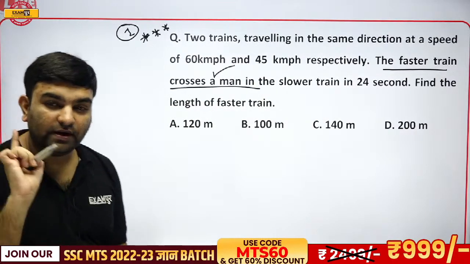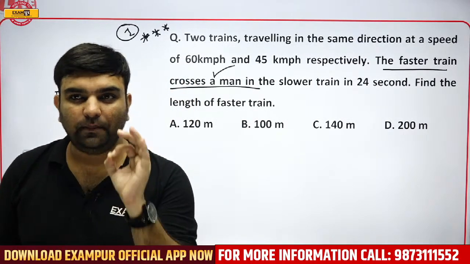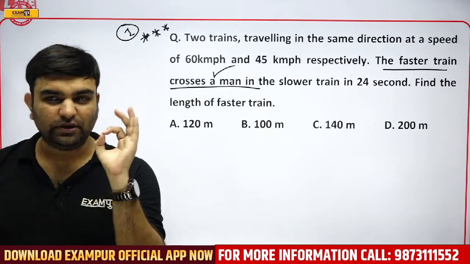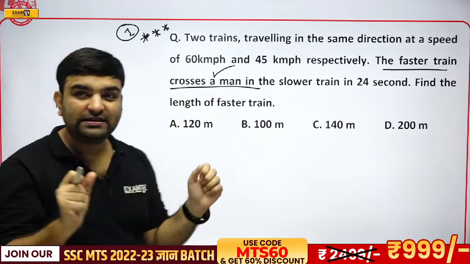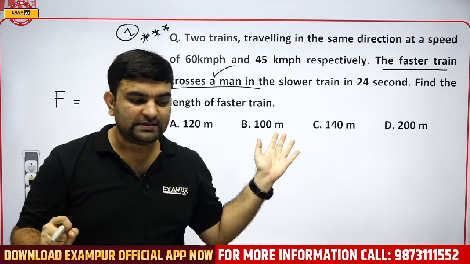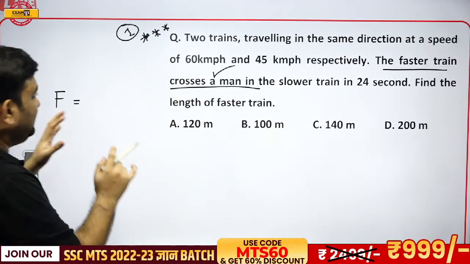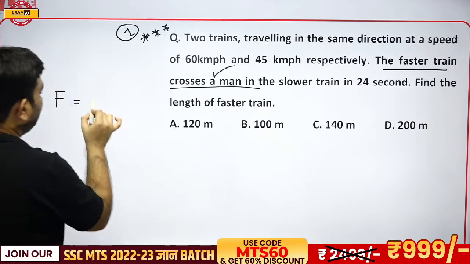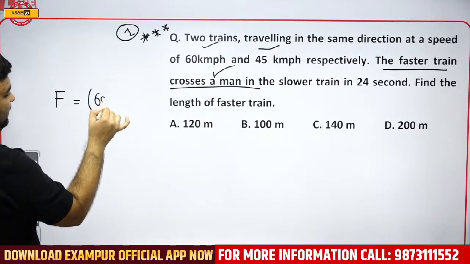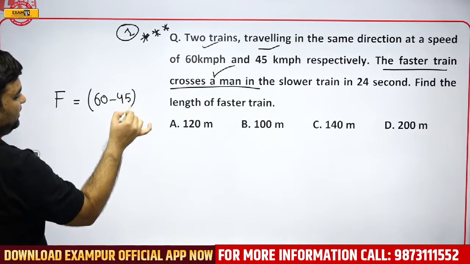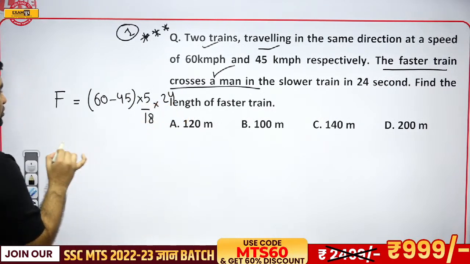So the distance is the length of the faster train. But since the man is not stationary, he is sitting in the train, you will say, sir, relative speed will come into the picture. Both trains are moving in the same direction, so relative speed is 60 minus 45 km per hour, converted into meters per second. And time taken is 24 seconds.